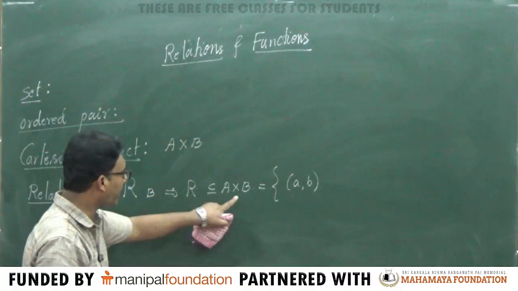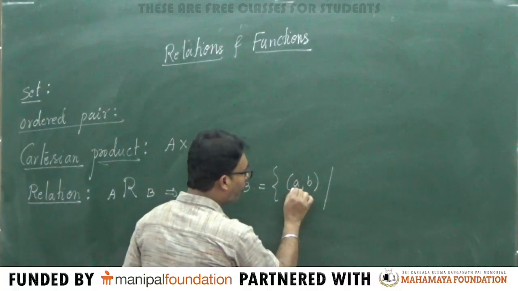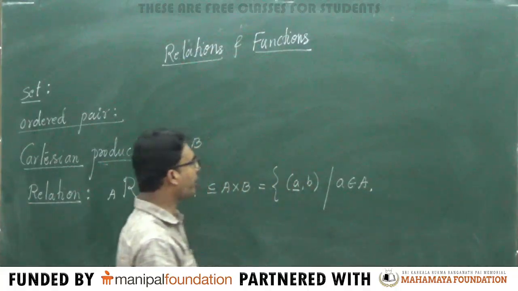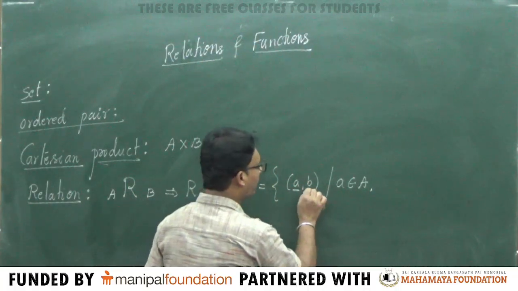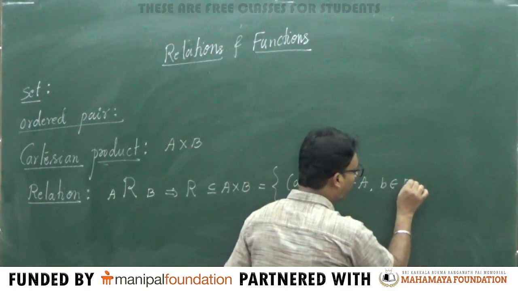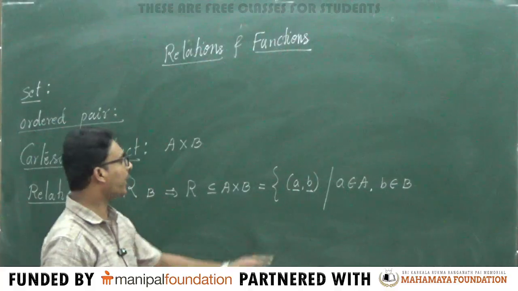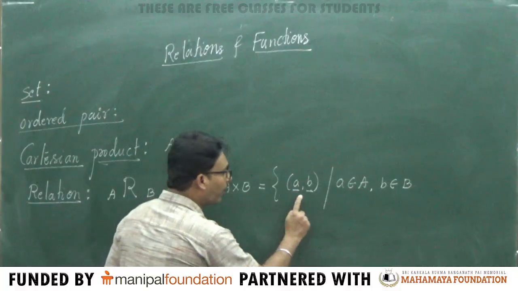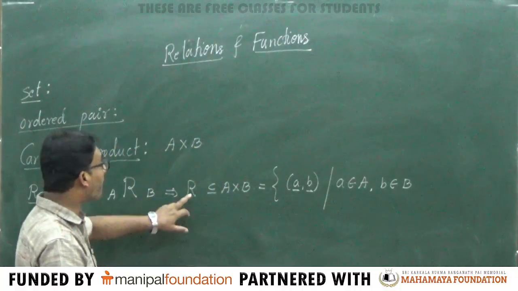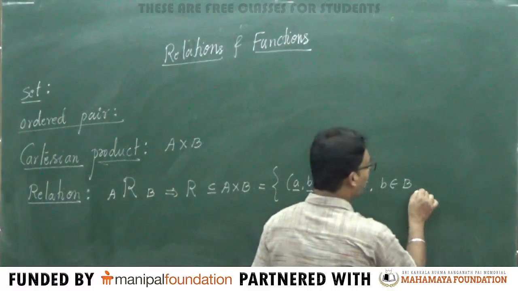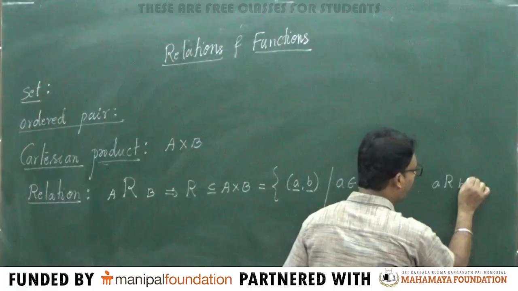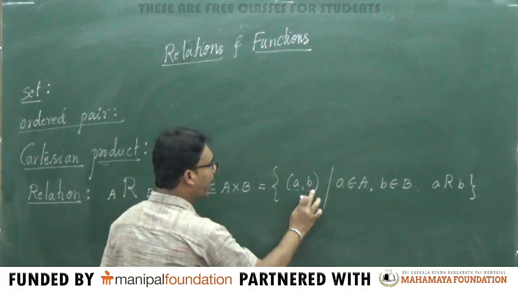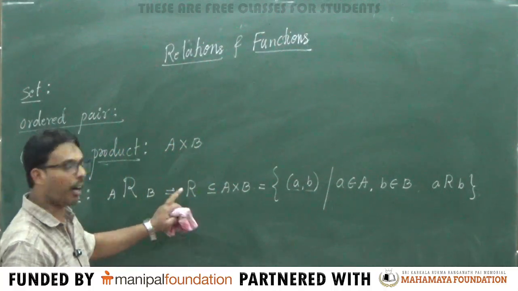Since a relation is a subset of A cross B, the first element of the ordered pair belongs to the first set of the Cartesian product and the second element belongs to the second set. Then only we can say that a comma b is present in the set A cross B. If this ordered pair a comma b satisfies the given relation R, then we can say that a comma b is present in the relation R.